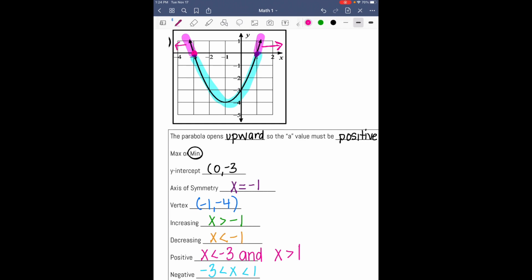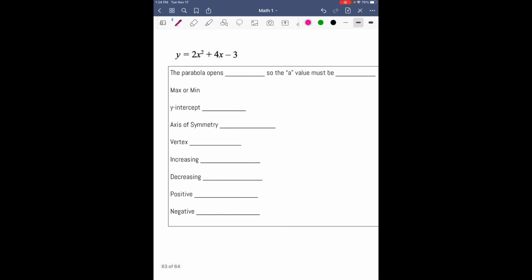All right, so those were all when the graph was given to us. So now let's look at an equation. With my equation, the first thing I always like to do is identify my a, my b, and my c. These are all key features that we're going to be looking at. My parabola is going to open upward because a is positive.